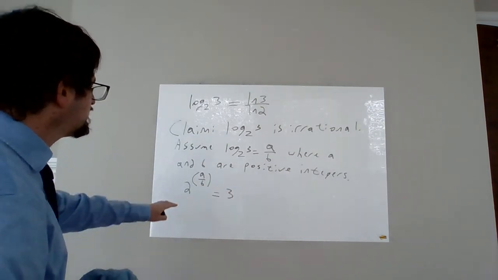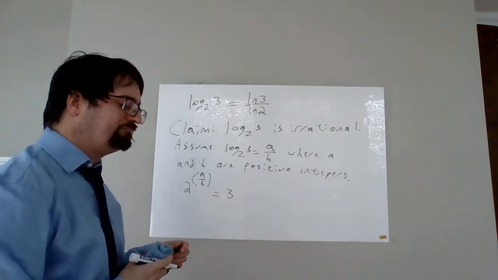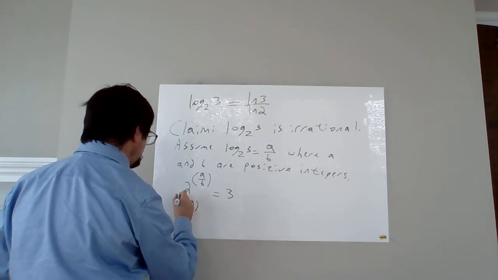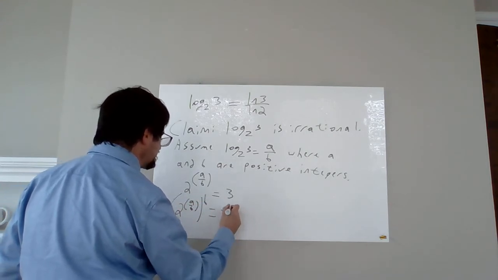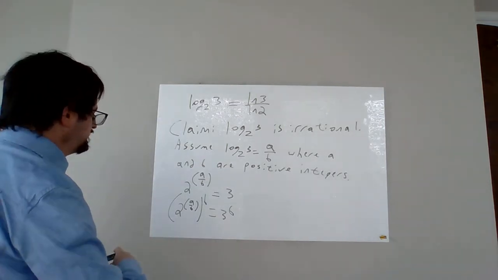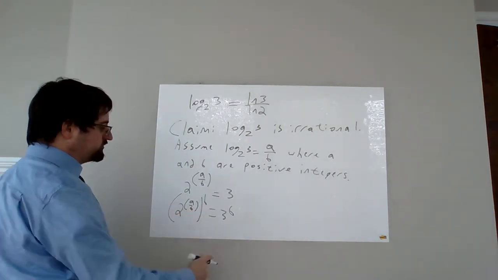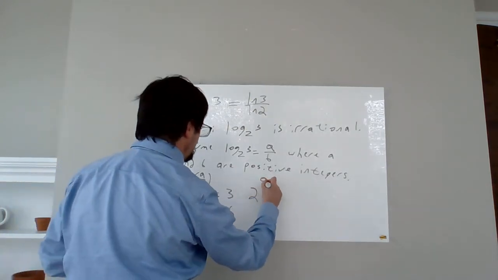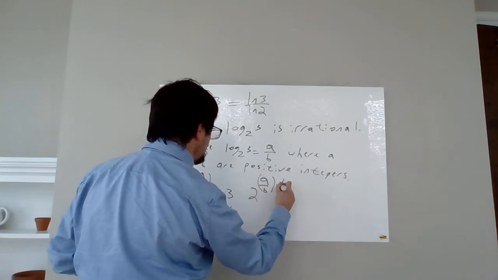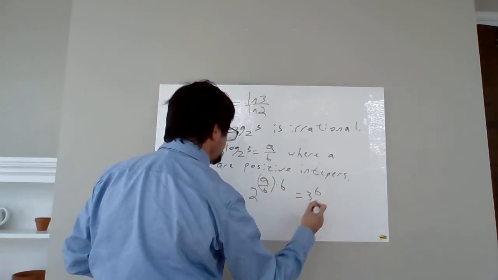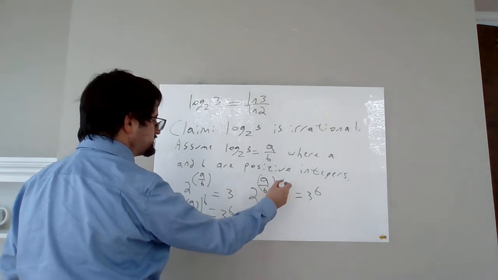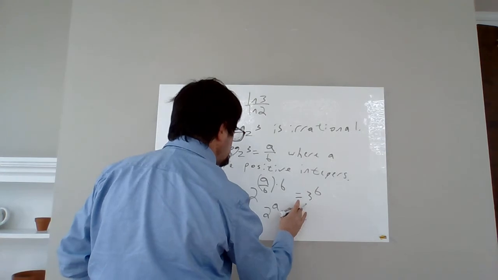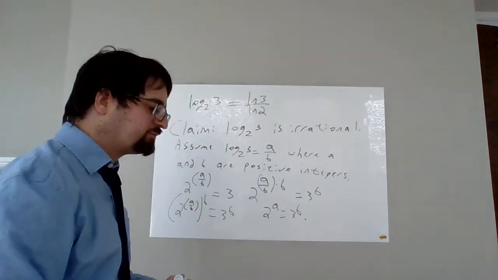Here's what we're going to do. We're going to raise both sides of this equation to the b. So this becomes 2 to the a over b, to the b, equals 3 to the b. We're now going to use one of our exponent rules. So this becomes 2 to the a over b times b equals 3 to the b. These cancel: 2 to the a equals 3 to the b. And now we should see a problem.